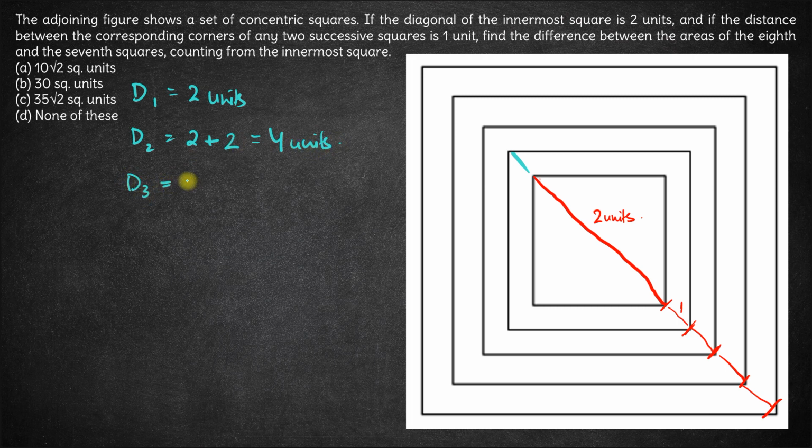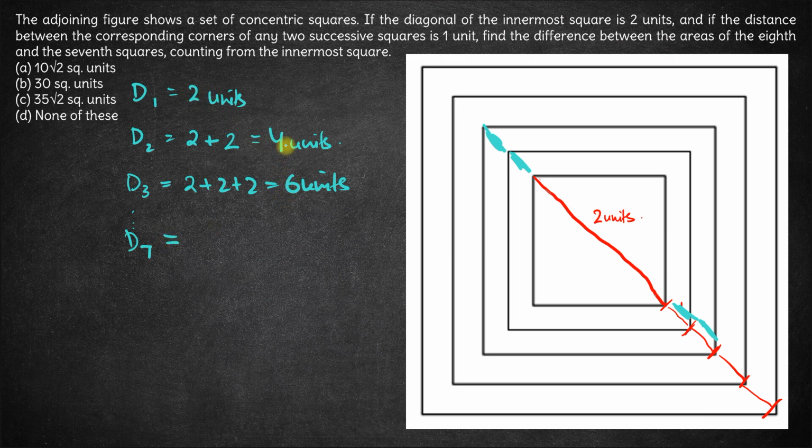For third square, it will be 2 plus 2 plus 2, 6 units. This is going to be the length of the diagonals for the third square, right? We have 2 plus this plus this plus this plus this. So 1 plus 1, 2 plus 2 plus 1 plus 1, 2. Total 6 units.